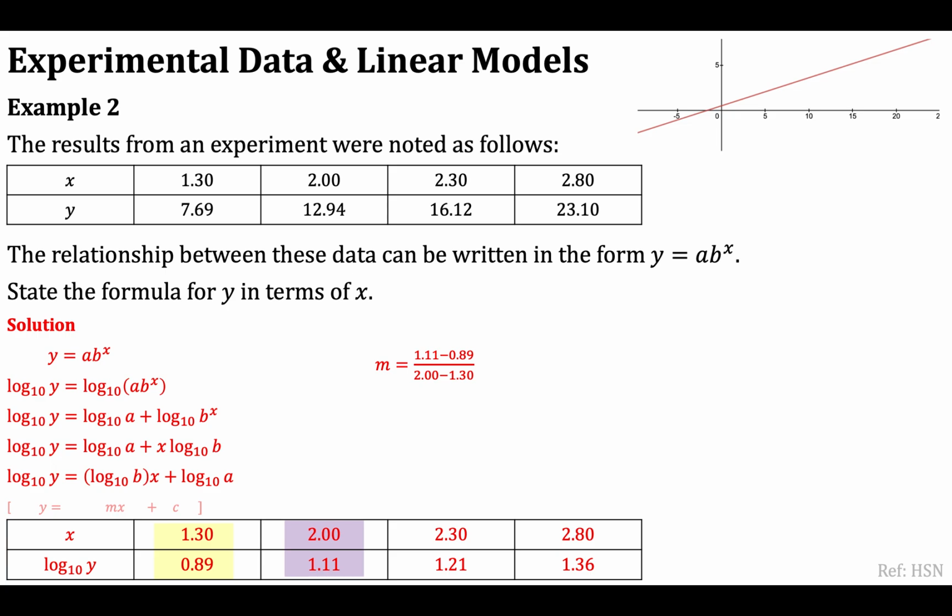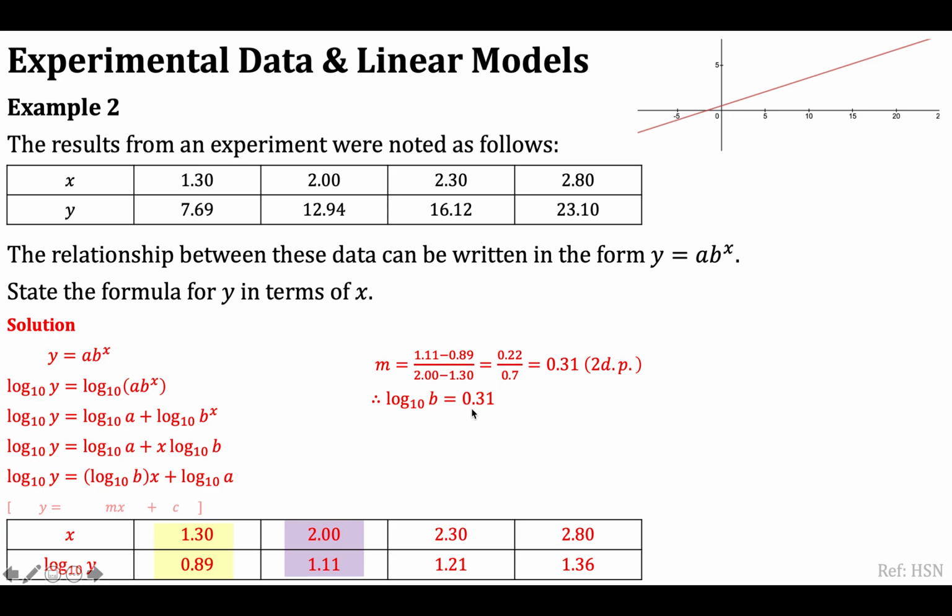So that's the difference in our y-ordinates over the difference in our x-ordinates. So that's 1.11 minus 0.89 all over 2 minus 1.3. That gives us 0.22 over 0.7, which is 0.31 to 2 decimal places. Now remember, our gradient is actually log to the base 10 of b. So that means that log to the base 10 of b is equal to 0.31.